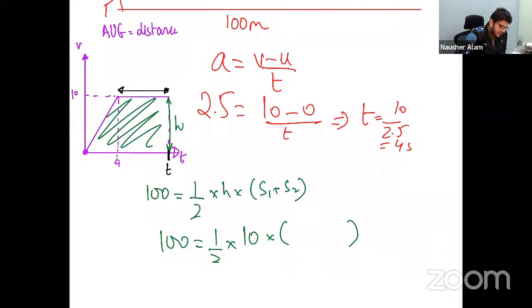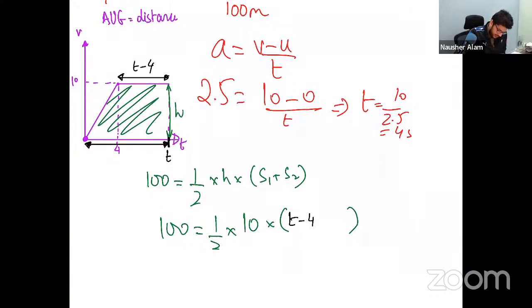ये वाला टाइम कितना होगा? Will it be T minus 4? Yes. And what will this entire length be? ये भी तो parallel side है. What will this entire length be? This will be T. So दोनों parallel sides आ गए आपके पास. S1 is T minus 4 and S2 is T. So इधर मैं लिख देता हूं plus T. Does that make sense?